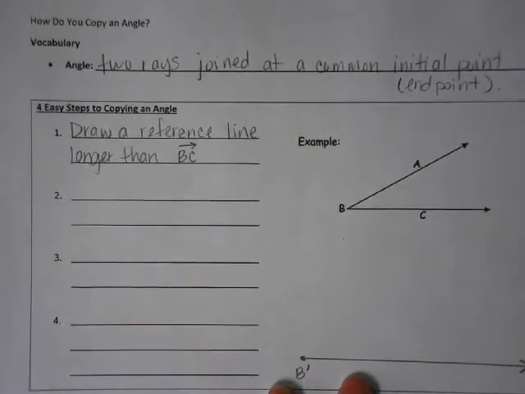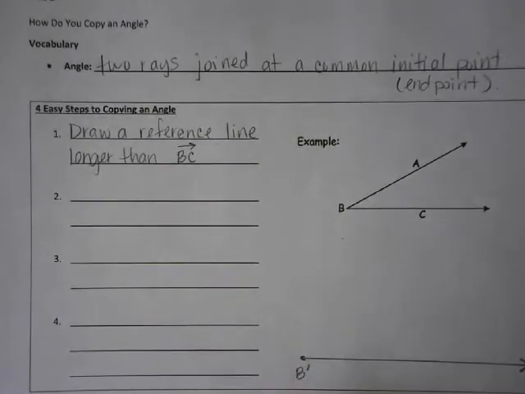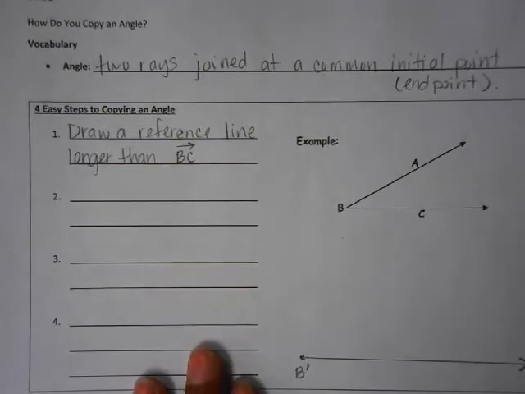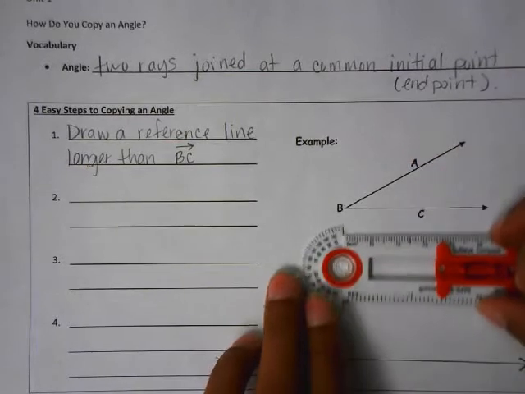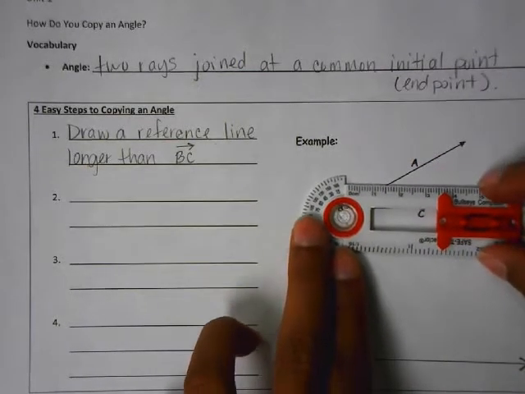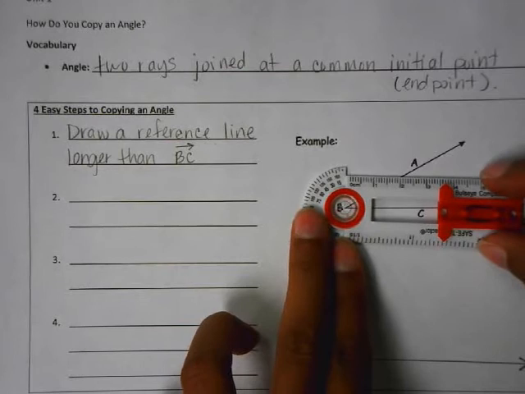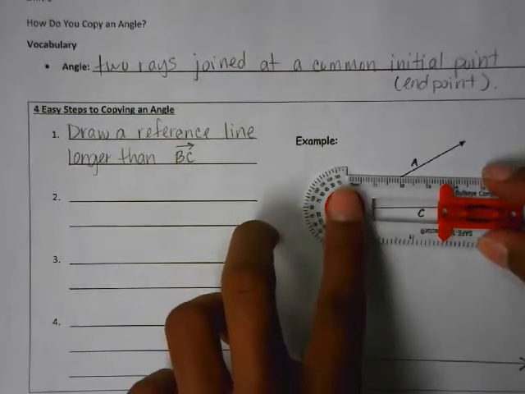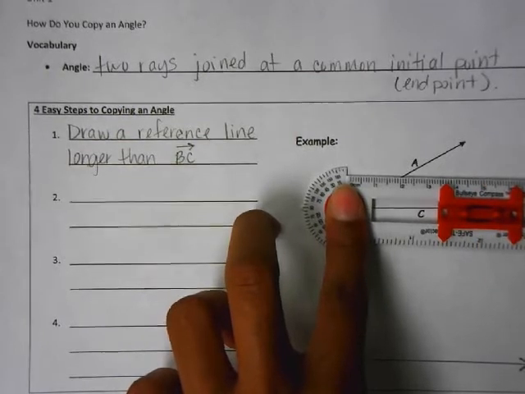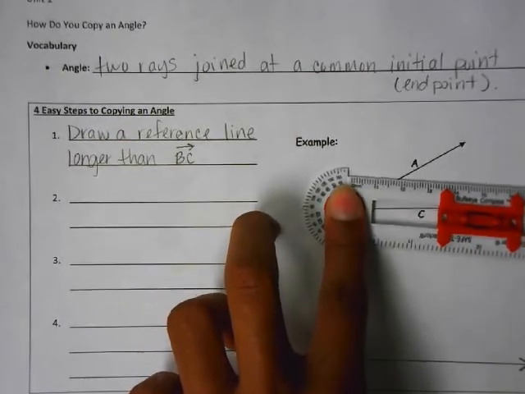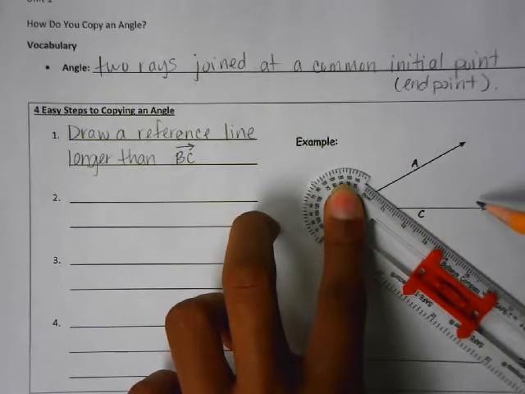Alright, step 2. Step 2 is to take your compass, and with the vertex inside the bullseye, I'm going to move it so that B is in the bullseye, right there. Okay? And what I want to do is draw an arc. And this arc needs to intersect both ray BC and BA.